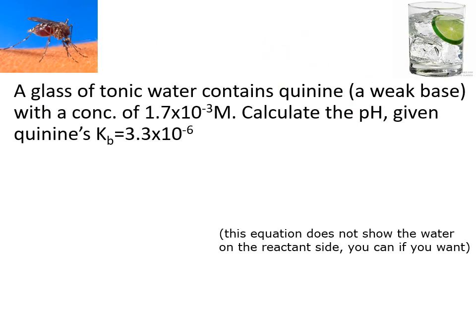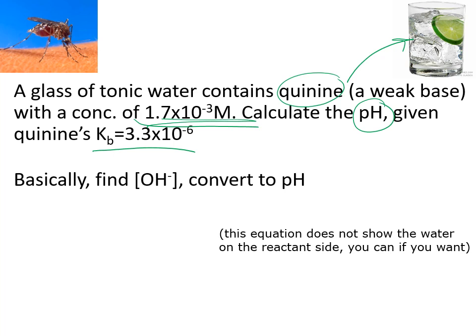So let's say we had some tonic water, and it is a weak base, that's why it doesn't taste good. It has a concentration of 1.7 times 10 to the negative 3 moles per liter. Find the pH of this tonic water, given that it has this particular concentration of a weak base, and the weak base's Kb is 3.3 times 10 to the negative 6. Essentially, if we can find out how many hydrogen ions there are in that tonic water, we can then go eventually to what the pH of the water is. And you'd assume since it's a base, it should be above 7.